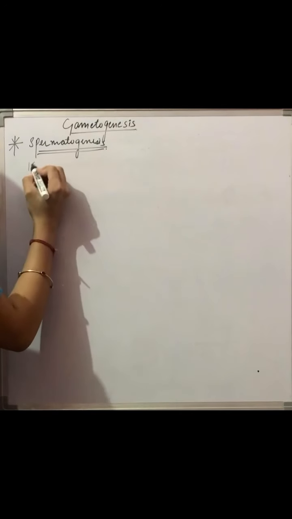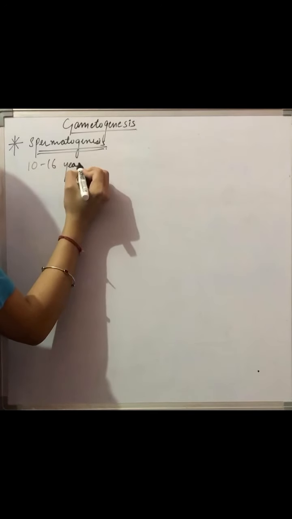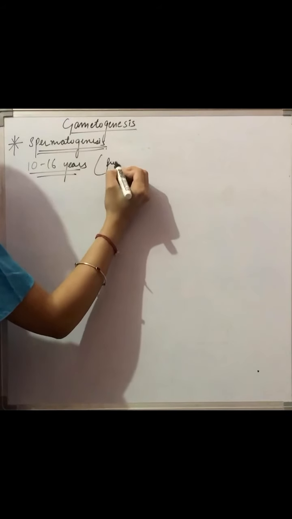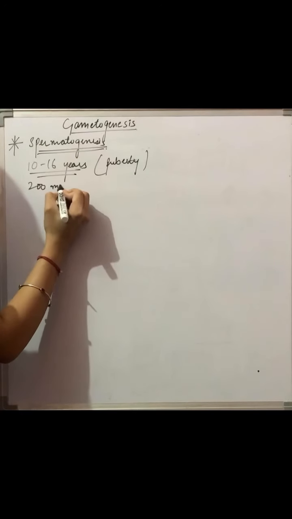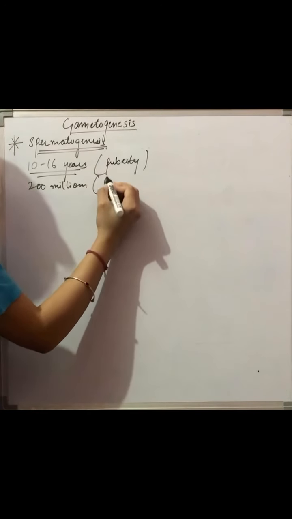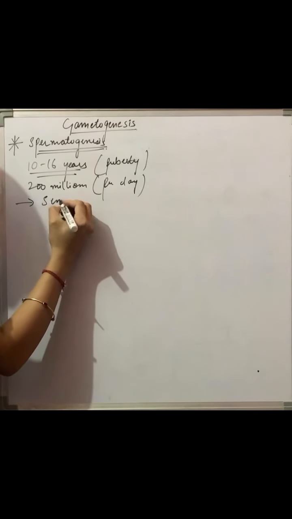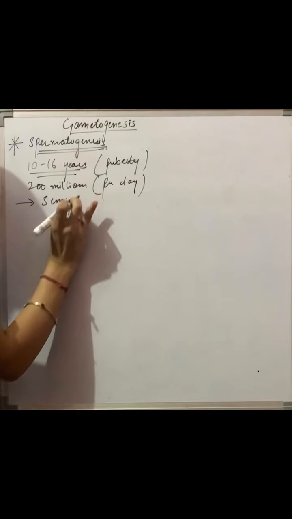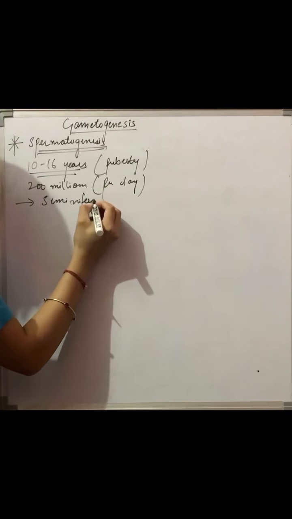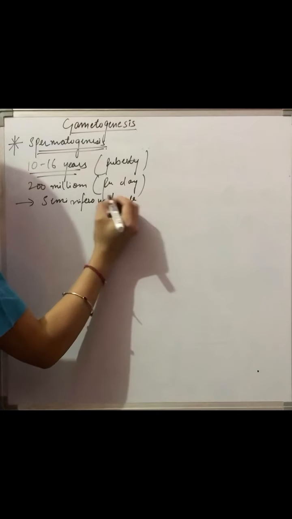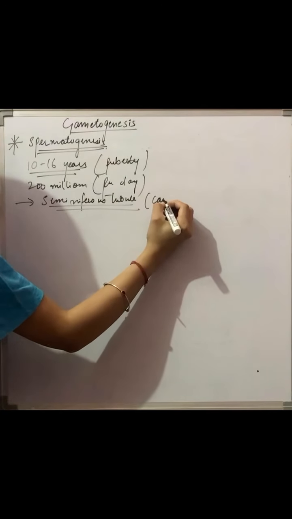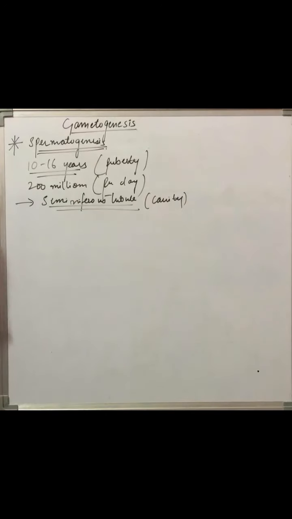In males, spermatogenesis or the formation of sperms starts at the age of 10 to 16 years. That is the age of puberty, and around 200 million spermatozoa are formed per day, and it takes place in the cavity of the seminiferous tubules.